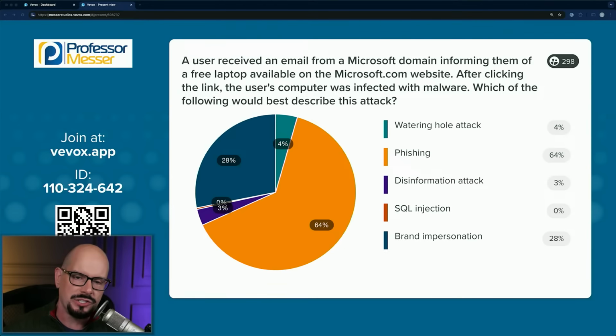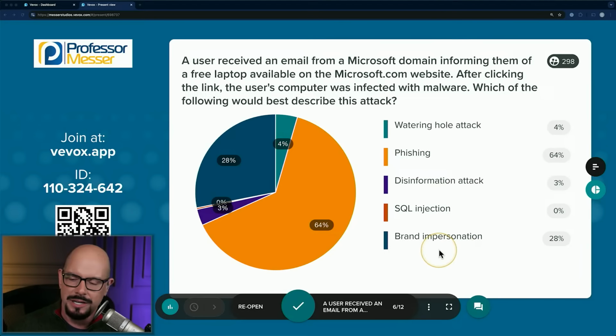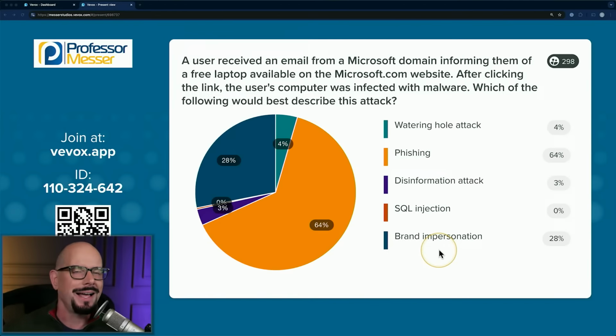So that was the answer we were looking for, brand impersonation. Although only 28% of you got that one, I think you'd probably do better if we asked the question again at this point. But now you know what those differences are, and if it comes up on your exam, you'll know how to differentiate between all of them. Let's do another question. How are we on time? We're great on time. So let's do another question.